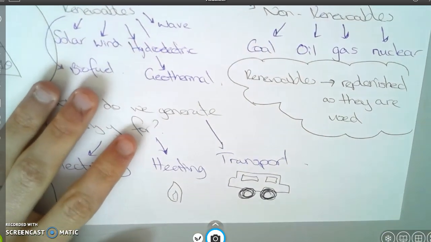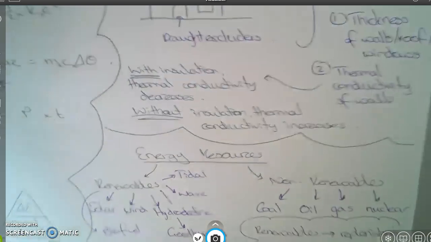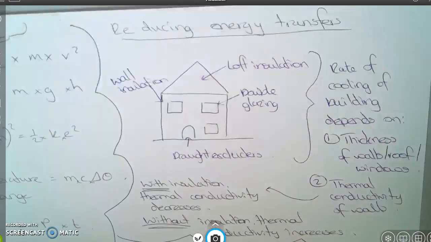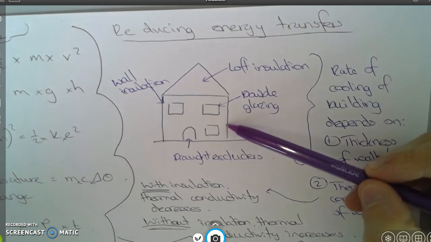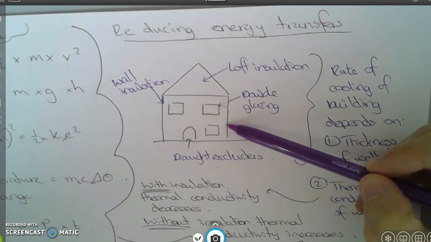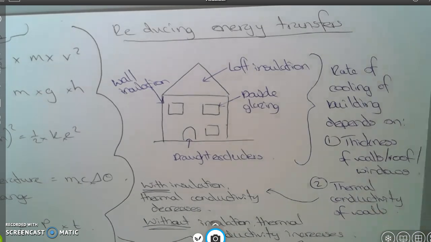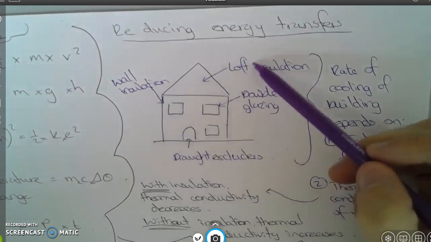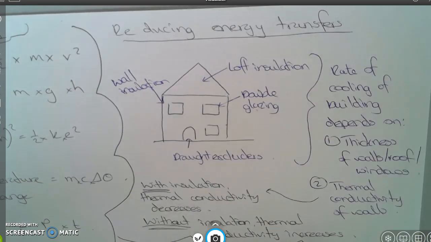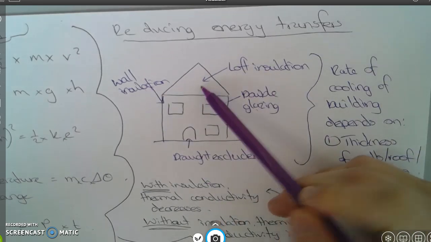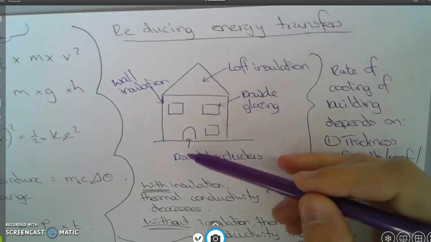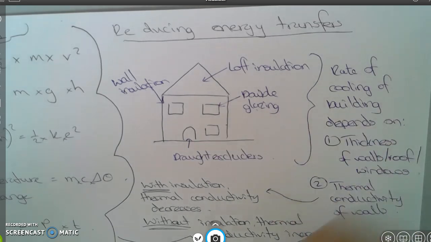Moving on. Okay, so you need to be confident in how we reduce certain energy transfers. There's certain energy transfers we don't want to happen. For example, a house. We want to keep a house nice and warm. We don't want this house to be nice and cool, especially in our climate. So we do certain things in order to reduce the energy that's coming out of our house. We put insulation in the walls. We put insulation in the loft. We put double glazed windows in, and we use little draft excluders to stop a draft going in and out of the house.